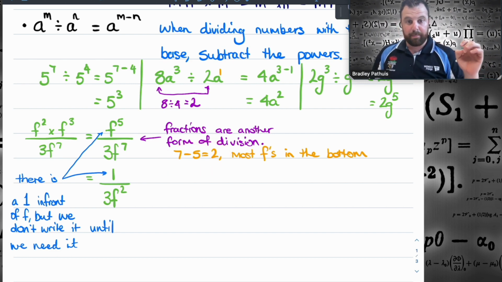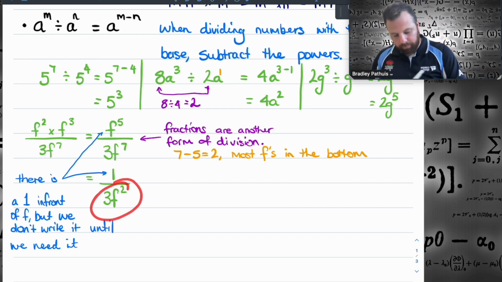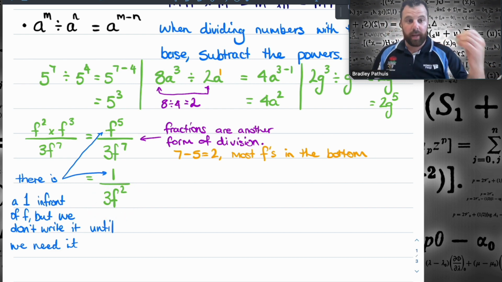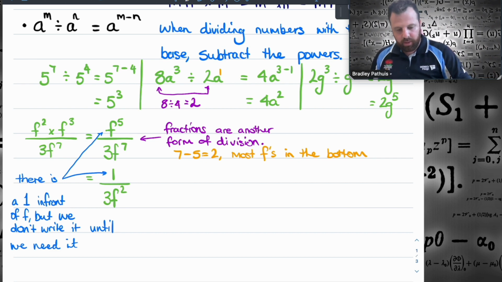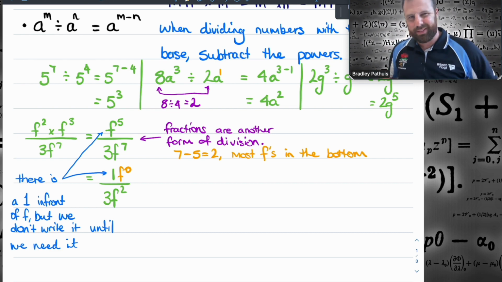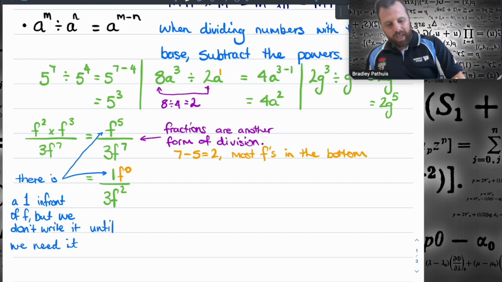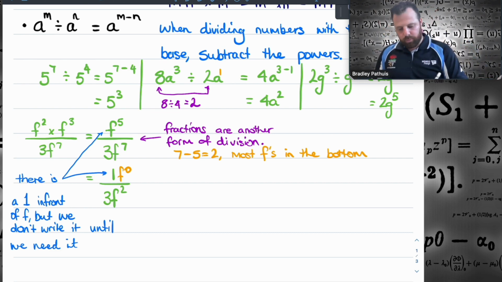However, the most f's were at the bottom here. The 7 were in the bottom. So 7 take away 5 is 2. I have 2 left in the bottom, which means I have no f's left in the top. You could think of it as f to the power of 0 left in the top, and anything to the power of 0 equals 1. We'll see that later on. But because there are no f's left in the top, I don't write it. So this answer becomes 1 over 3f squared.